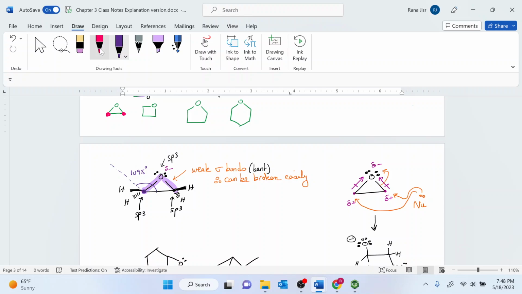However, in reality, the bond angle for the epoxide is just 60 degrees. So notice how the bonds are squished, compressed actually, from 109.5 to 60 degrees. This is because there's a lot of angle strain in the epoxide, which makes these two bonds here very weak sigma bonds. And because they are very weak sigma bonds, they can be broken easily. So this is why we say that this is the reactive site of the molecule.